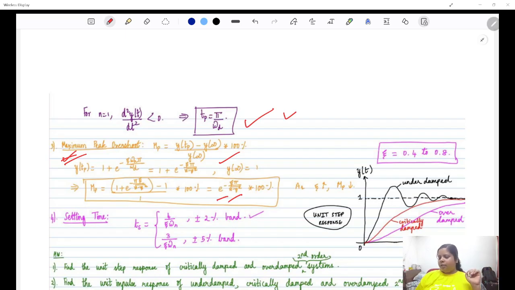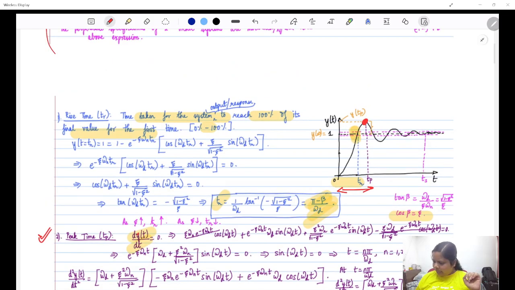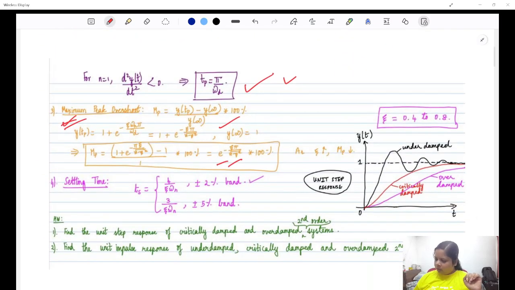One of the most important relations that you have to observe over here is the following. As zeta increases, maximum peak overshoot decreases. Let's understand this with the help of an example.